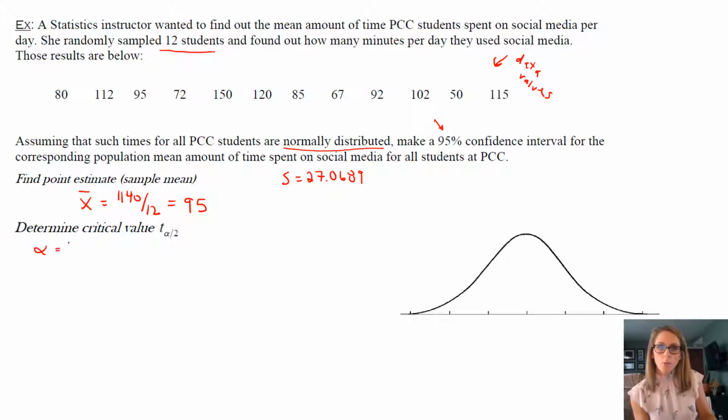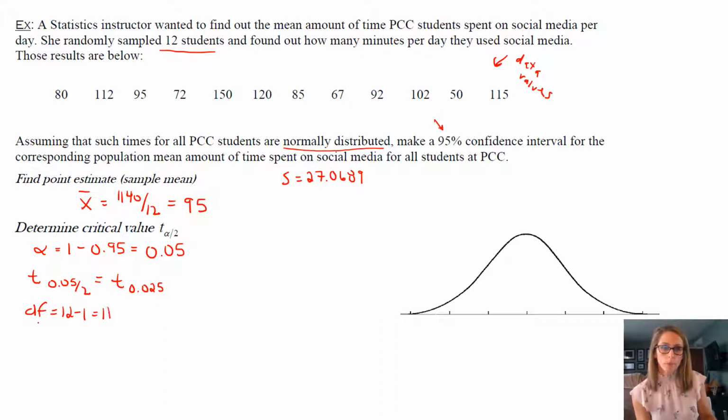So our alpha is 1 minus 0.95 for our confidence level. And arguably you could do as much of this as you're able to on your own. You can pause and see what you can do. We have 0 to 5. And we need our degrees of freedom. So 12 minus 1, we get 11.